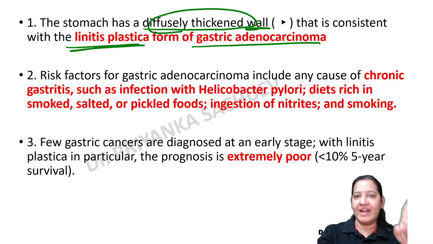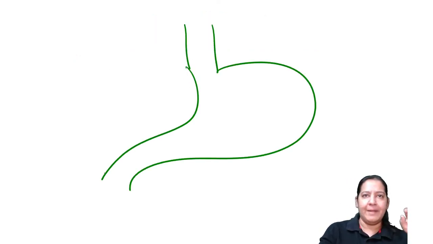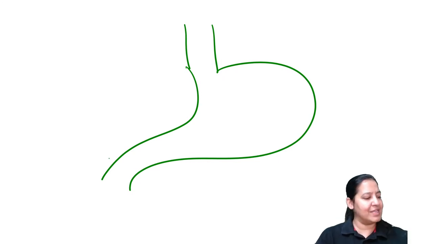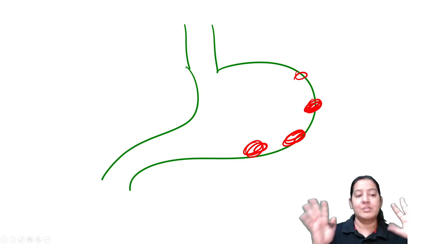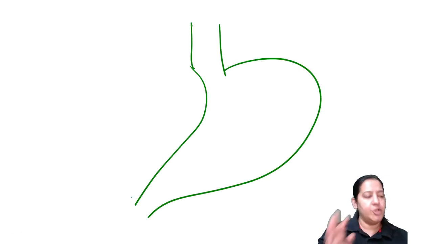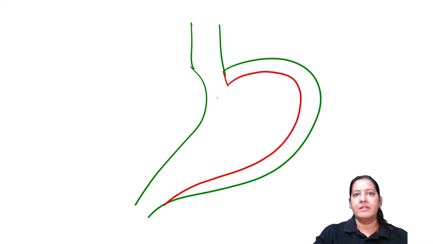You will not find one lesion. So it is like this. This is esophagus. This is stomach. Normally, if it is not linitis plastica, you may find one nodular area, one ulcerative area inside the stomach, right? So these are the nodules. But in linitis plastica, the diagram will be like this. So this is the stomach. Where is the tumor? The tumor is present in the entire wall. The entire wall of the stomach will become thickened.